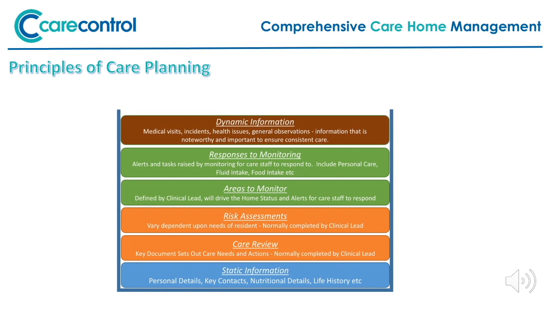The final part of the care plan is what we call dynamic information. This is information that stems from incidents or events in the home outside of the typical monitoring process. This could be medical visits, a fall, a health issue, or just a general note of an observation. These are really important parts of the care plan and should not be ignored. The more information you can record, the better.